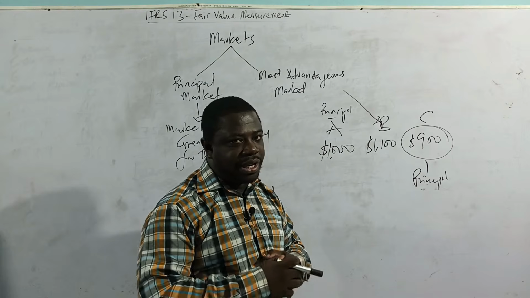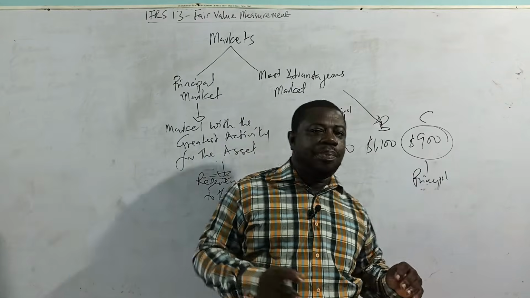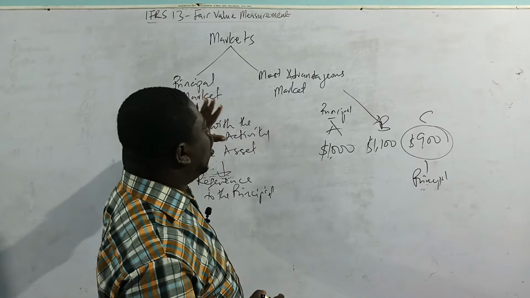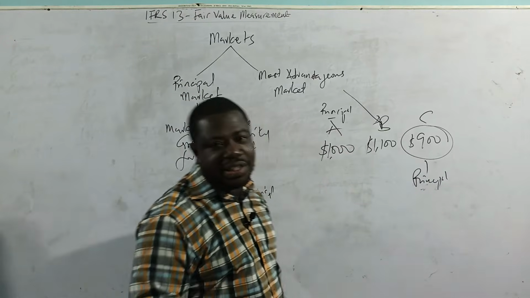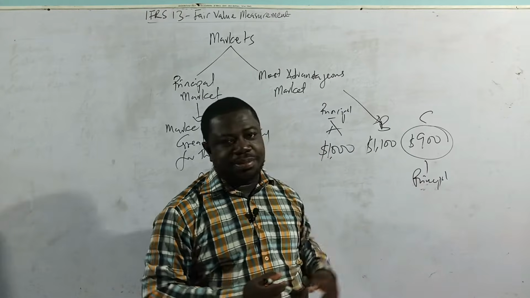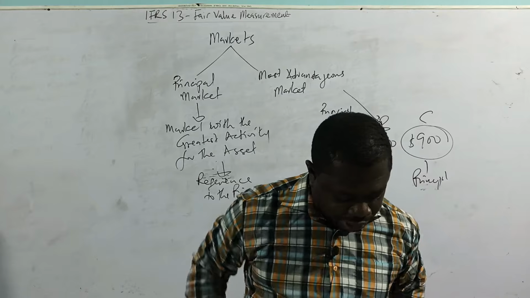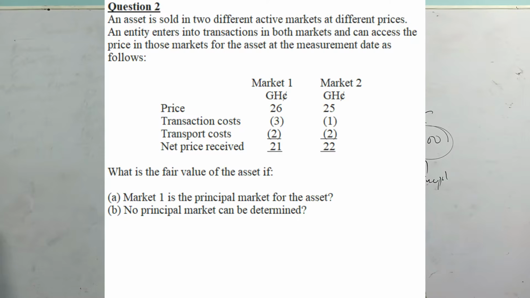I'm sure this is very understandable. Okay, so having understood the principles of the concept of principal market and most advantageous market, let us look at a question that illustrates these market situations, and then let's see how best we can solve that.